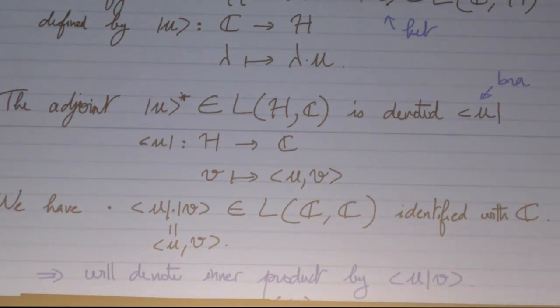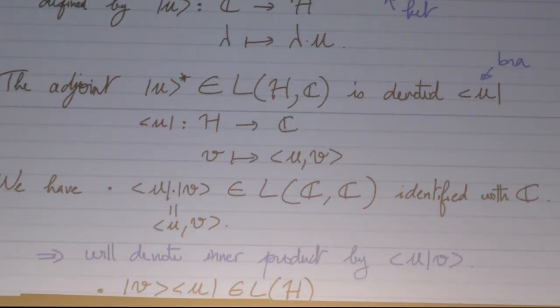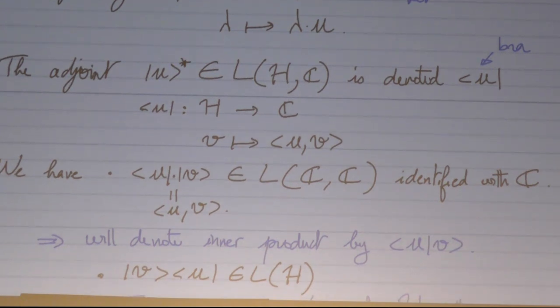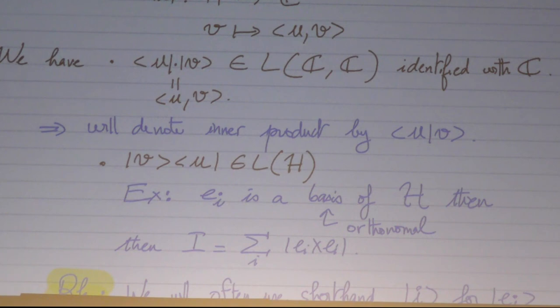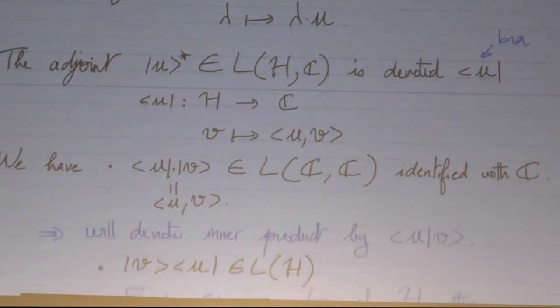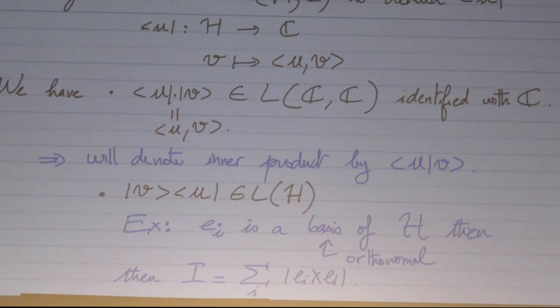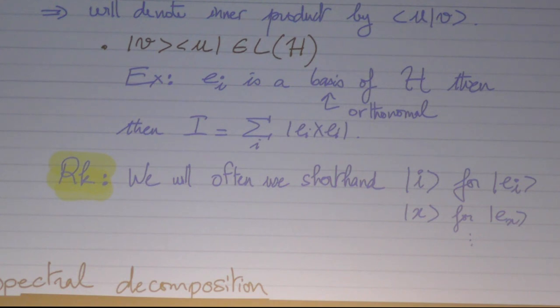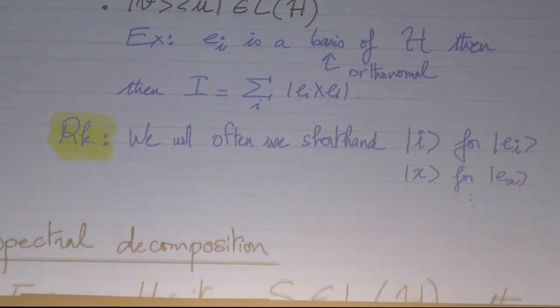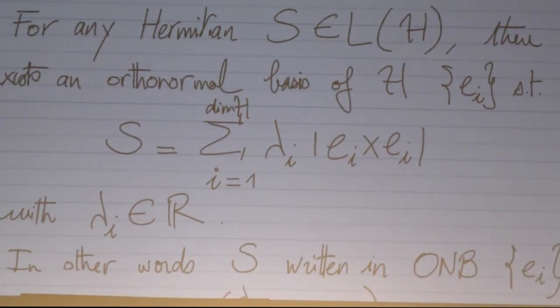A very quick review of the way I use the bracket notation. I can see a ket as a linear operator from the complex numbers to a Hilbert space. The adjoint of this is denoted by the bra, as you know. If I compose these two operators, the bra with the ket, it gives me the inner product. I will also use the outer product sometimes.